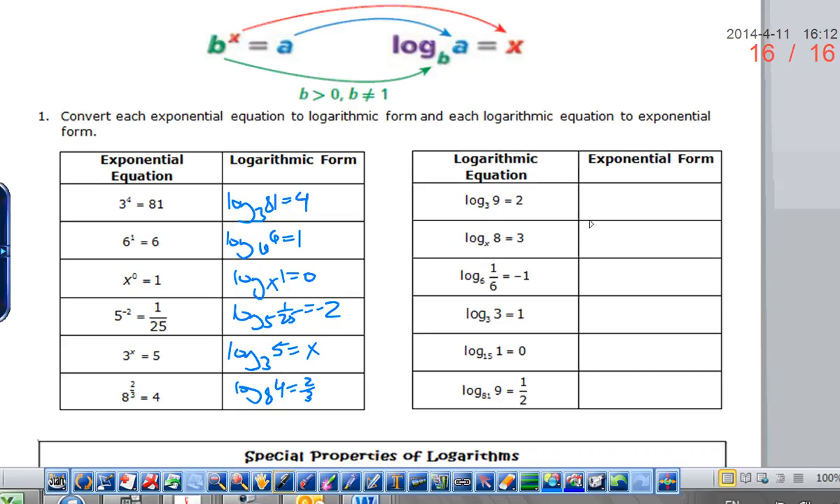The second way, we're going now to exponential, so 3 squared equals 9. X cubed equals 8. 6 to the negative 1 equals 1/6. 3 to the first equals 3. 15 to the 0 equals 1. And 81 to the 1/2 equals 9. So we're just bouncing back and forth between them.